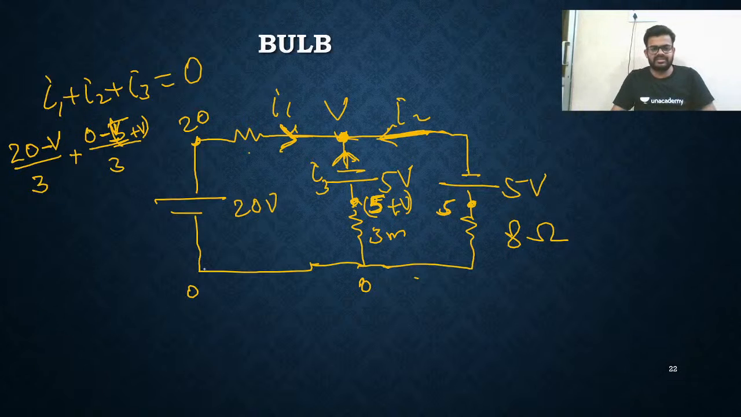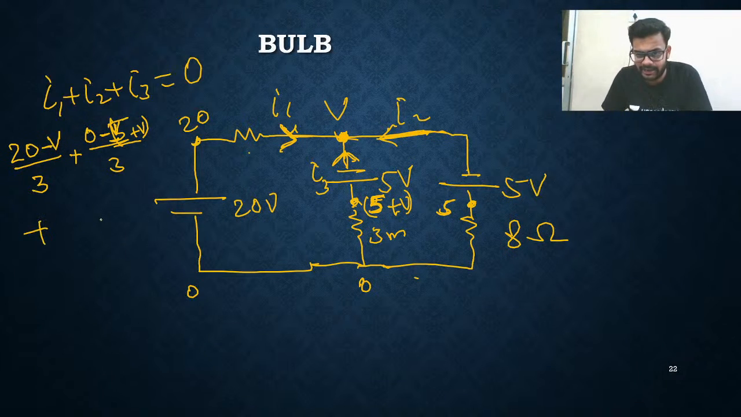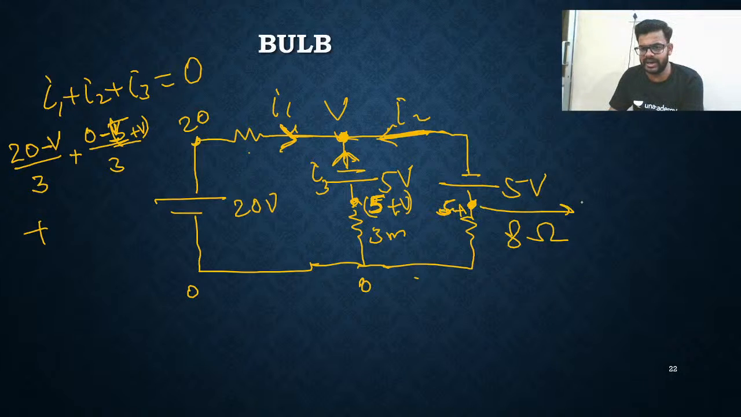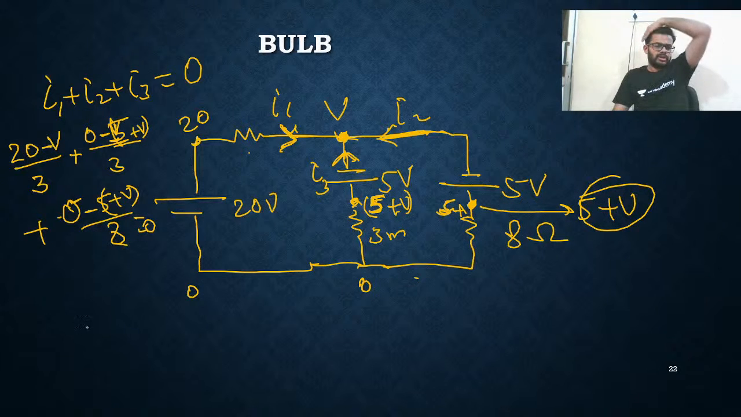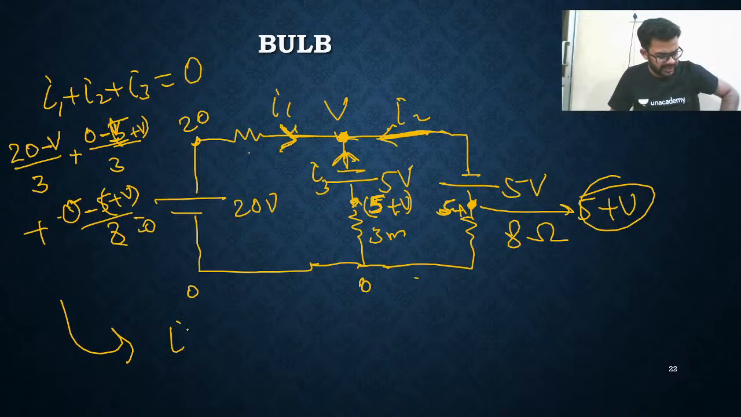And in the last branch, plus you will write what? Here is V, and here you will get 5 plus V volt. So you will write 0 minus 5 plus V divided by 8 is equal to 0. The sum of all this is 0. You will solve it, you will get the current.